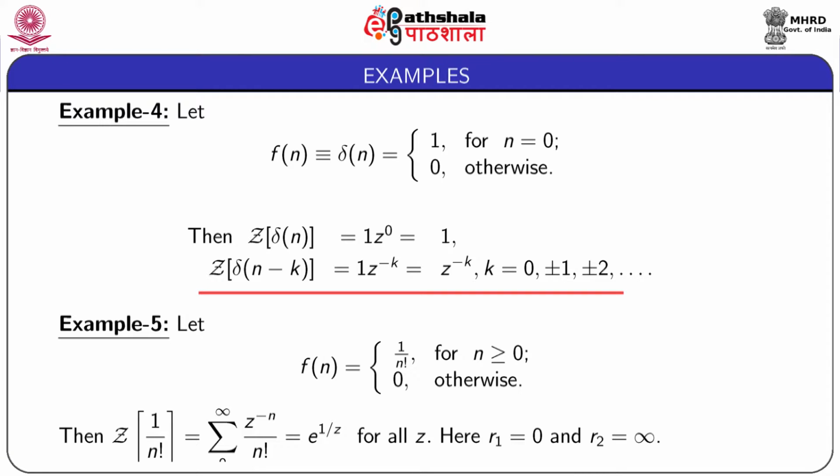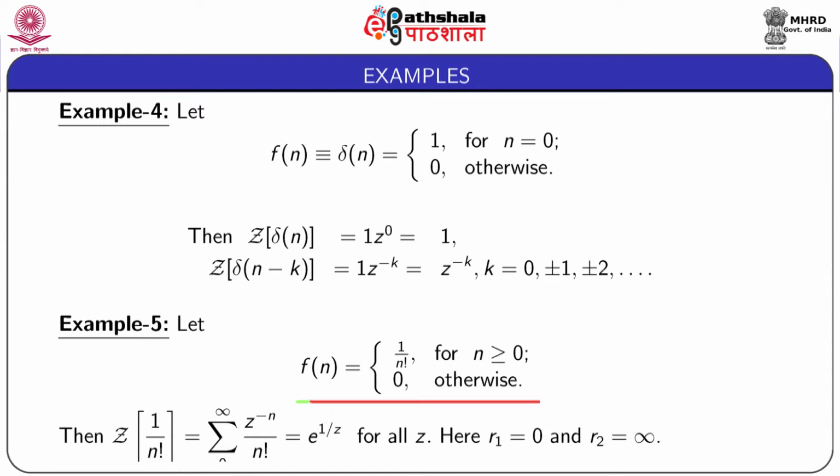Also, Z transform of delta n minus k, according to the definition, is equal to 1 into z to the power minus k, that is equal to z to the power minus k for some fixed k, k may be 0, plus minus 1, plus minus 2, etc. Next we come to example 5.